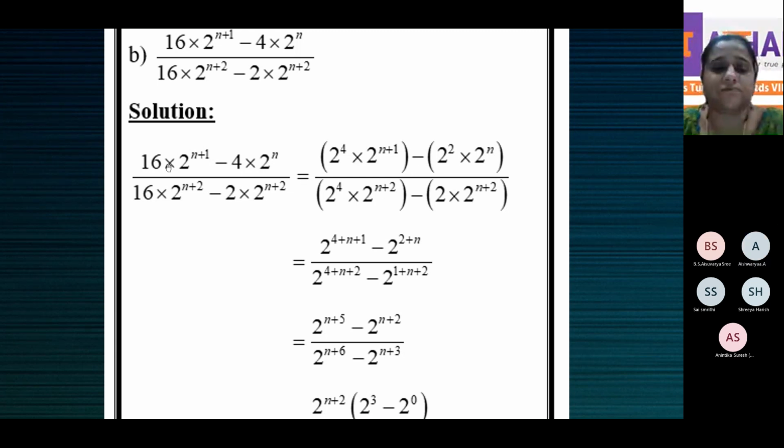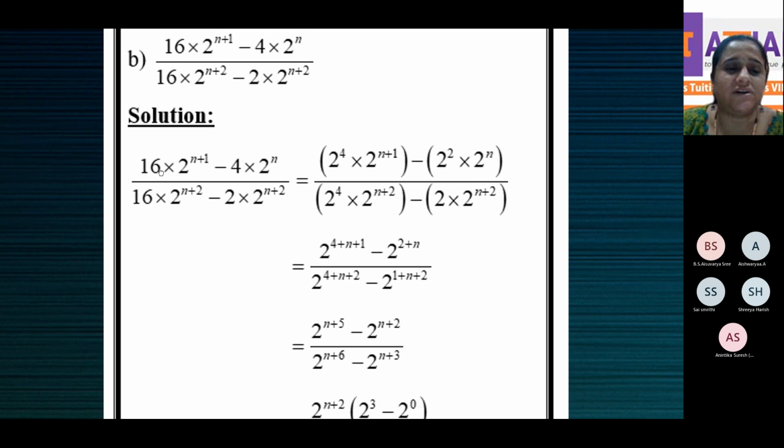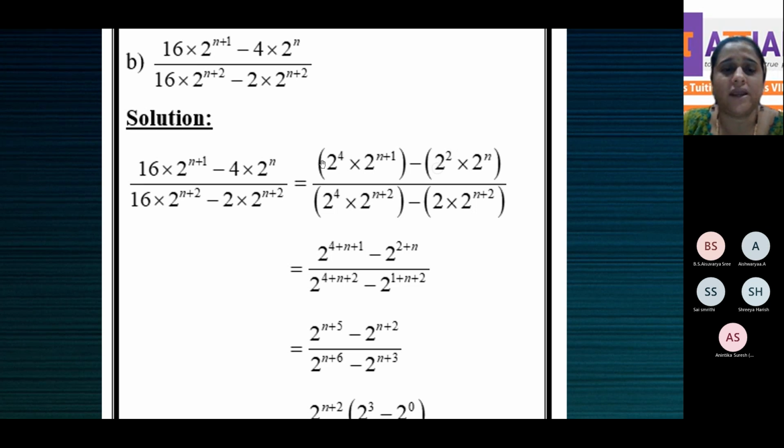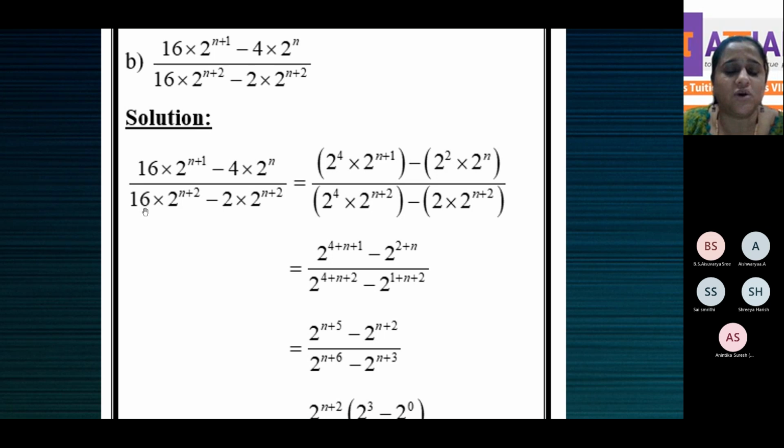Yes, ma'am. So see, I've worked this in the same way I've explained. I had explained the earlier one. 16, I've written it as 2 to the power 4. And then this one I've written as it is. That's the first bracket. Minus, then 4 I've written as 2 squared, into this one as it is. In the denominator again, 16 is 2 to the power 4 and nothing else. So before and after the minus sign, I've used brackets. And 16 is written as 2 to the power 4 and 4 is written as 2 squared.